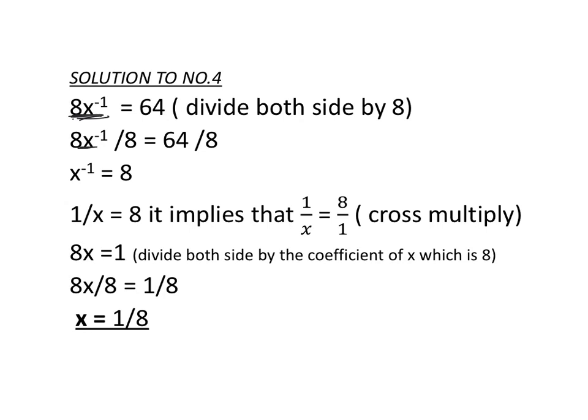64 over 8 is 8. So x raised to power minus 1 is the same as 1 over x. So we have 1 over x is equal to 8. It implies that 1 over x is equal to 8 over 1. So when you cross multiply, you have 8 times x, 8x equal to 1 times 1, 1. Now divide both sides by the coefficient of x, which is 8. So when you divide again by 8, you have 8x over 8 equal to 1 over 8. And you have x to be equal to 1 over 8. And this is the final answer to this number 4 question. X equal to 1 over 8.